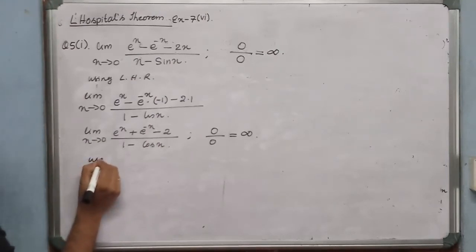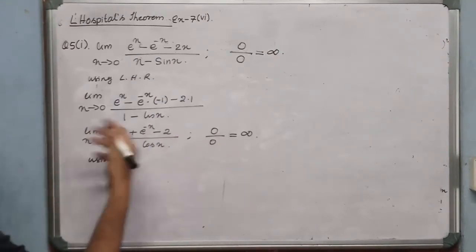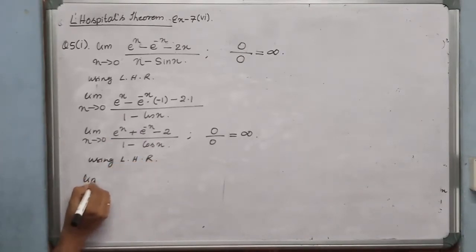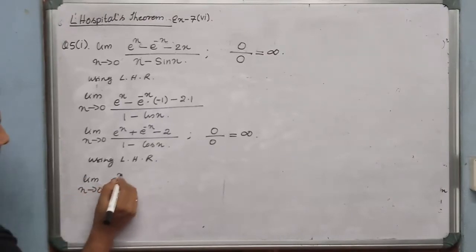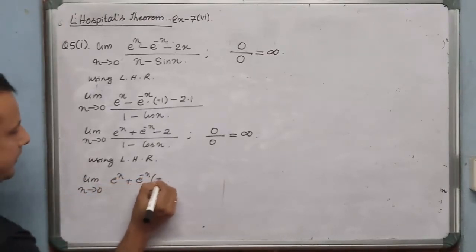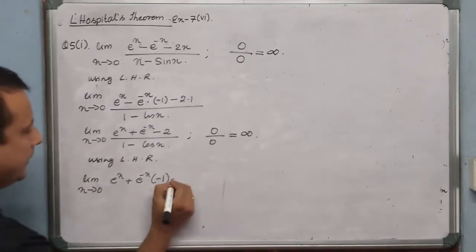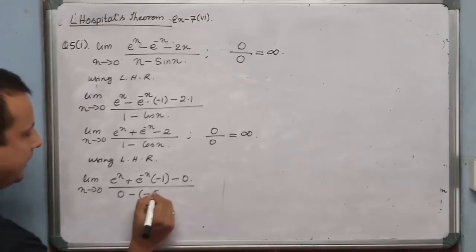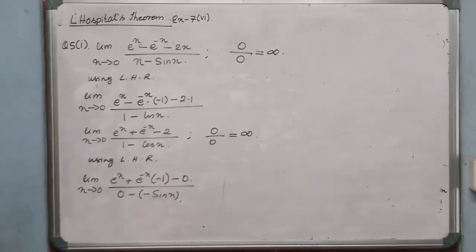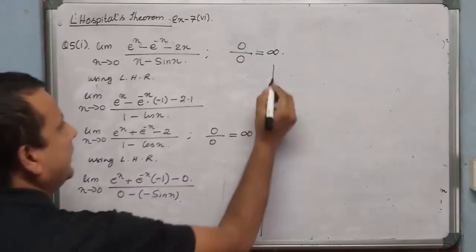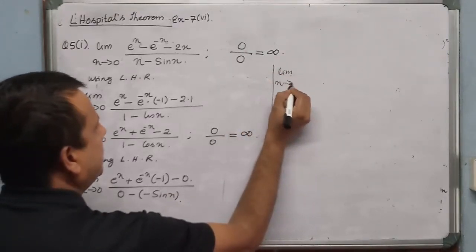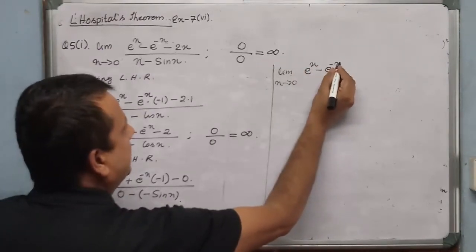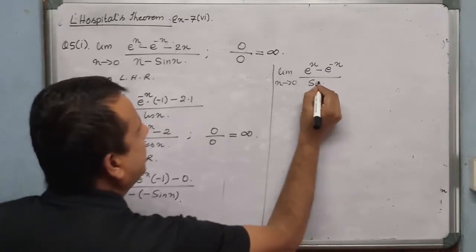Then if your answer is undefined, again and again you have to use L'Hospital's rule. L'Hospital's rule, limit x tends to 0, e to the power x plus e to the power minus x, and derivative of minus x is minus 1, minus 0, divided by 0 minus derivative of cos x, which is minus sin x. Now after the simplification, we get limit x tends to 0, e to the power x minus e to the power minus x over sin x.